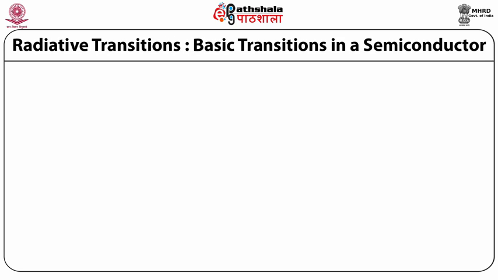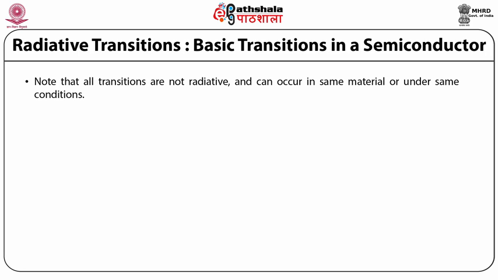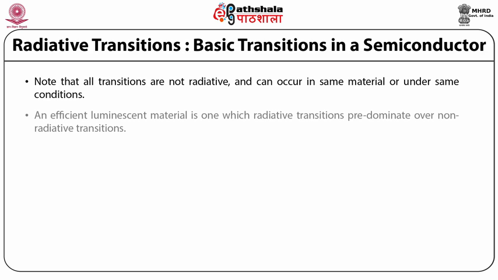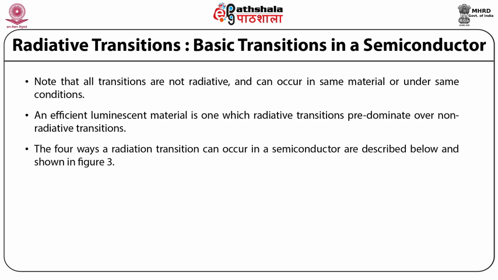Basic transitions in a semiconductor. Note that all transitions are not radiative and can occur in the same material or under the same conditions. An efficient luminescent material is one in which radiative transitions predominate over non-radiative transitions. The four ways a radiative transition can occur in a semiconductor are described below and are shown in this figure.